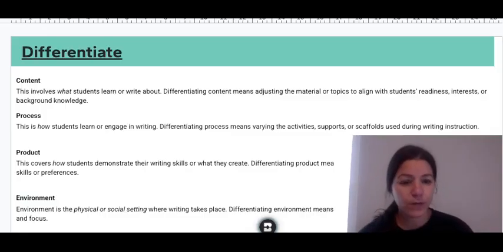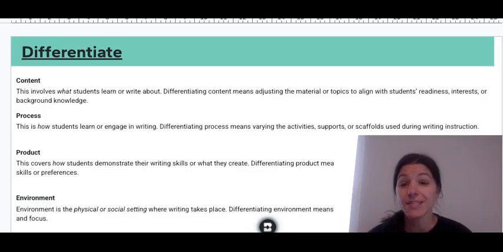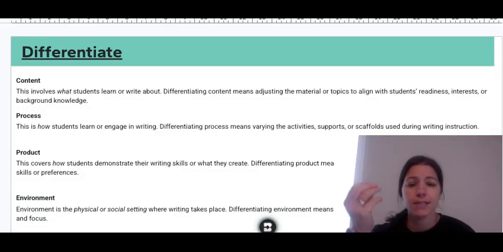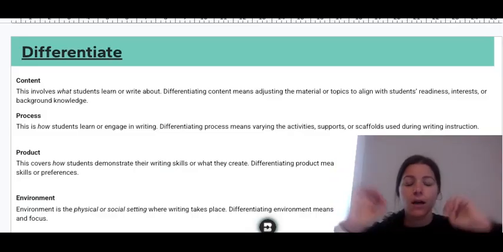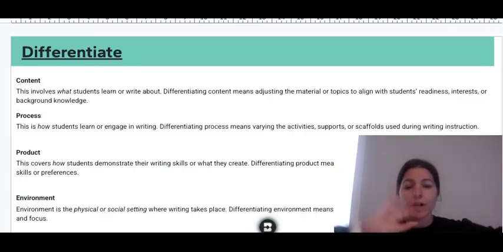When we think about differentiating, we also have to think about the process, right? This is how students learn or engage in their writing. So differentiating the process may mean that you have to vary your activities, maybe vary your supports. Maybe you're only focusing on, when you're expanding a sentence, the who and the what. For your scaffolds, maybe your students just need to focus on the topic sentence, and then you can gradually incorporate the other components into their writing. You have to think about what your students need.